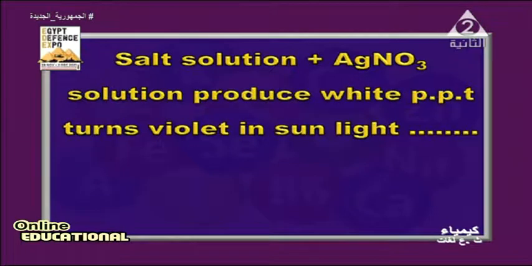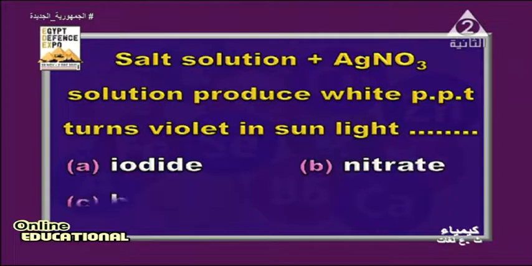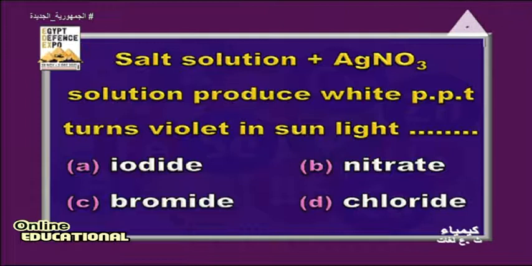Next one. Salt solution plus silver nitrate solution produces white precipitate that turns violet in sunlight. Is it iodide, nitrate, bromide, or chloride? If you think about it, yes, it will be chloride anion.